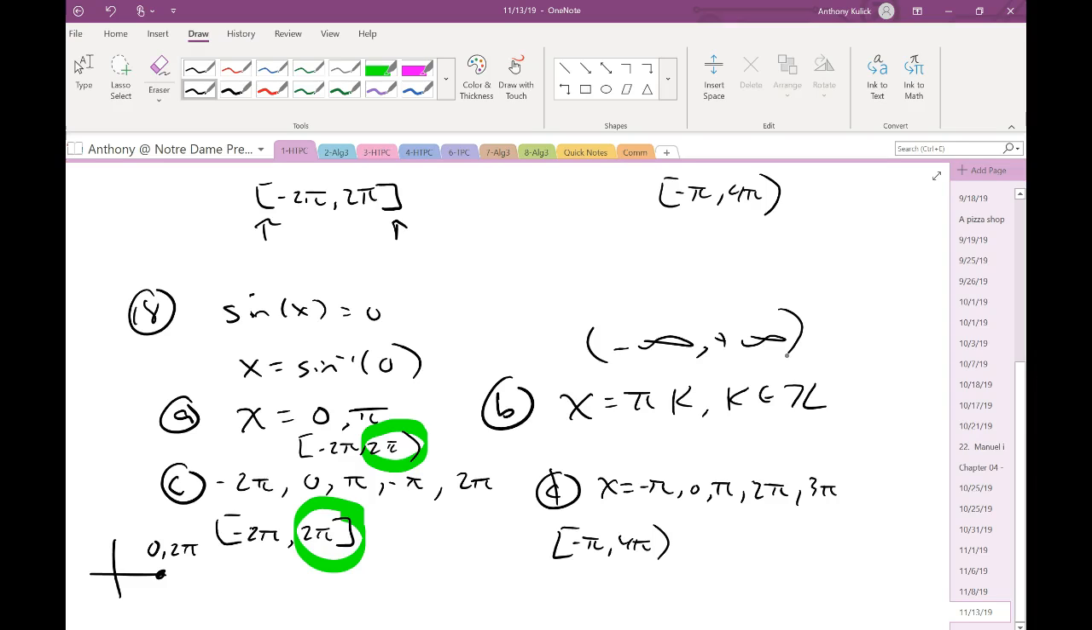It's like writing 4 over 2 instead of just 2. 4 over 2 isn't wrong. It's just not the simplest way we could do it.